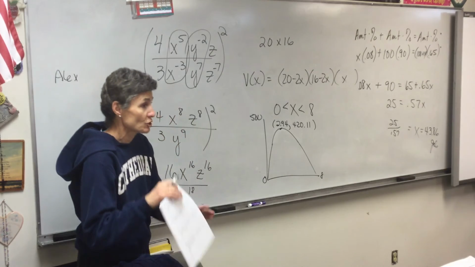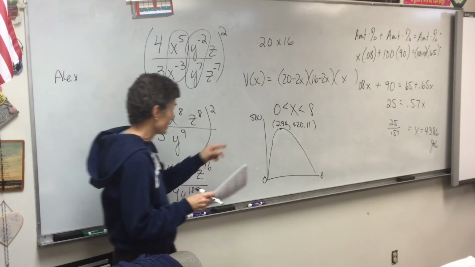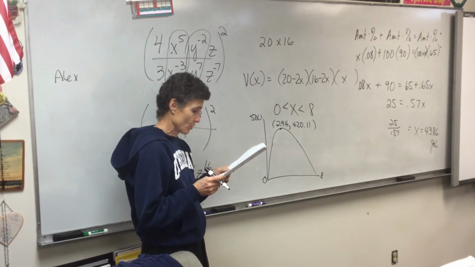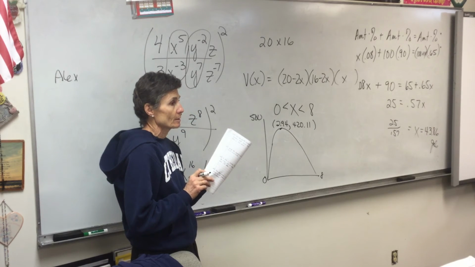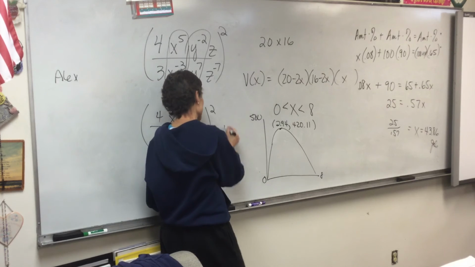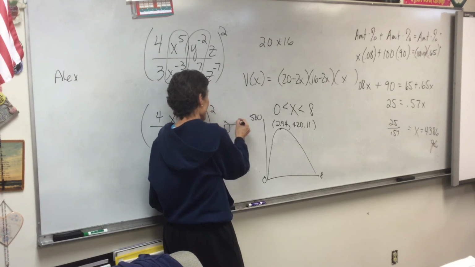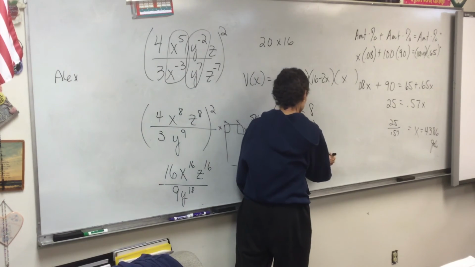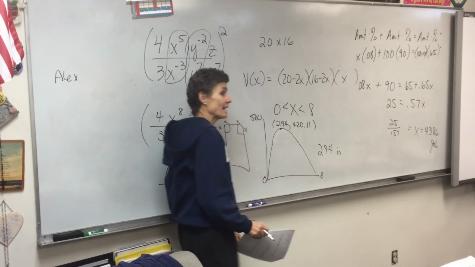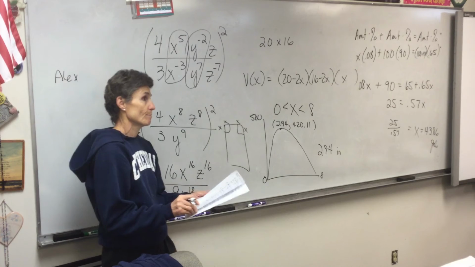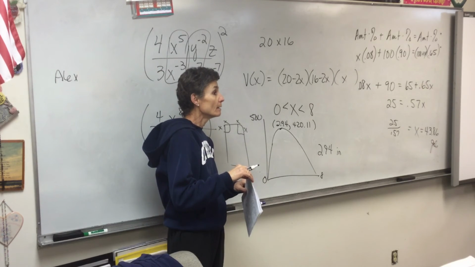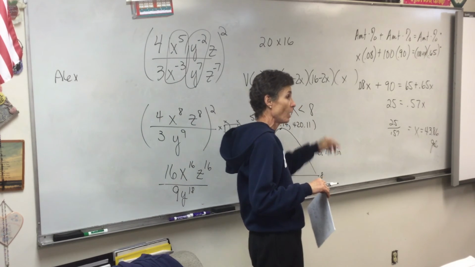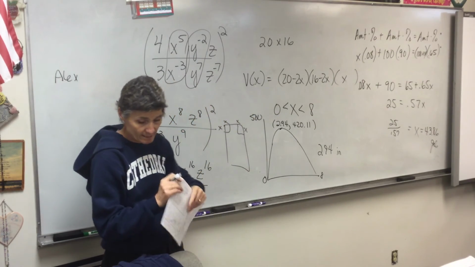Now, we need to answer the question. Which one is the answer to the question? It's either going to be 2.94 or 420. What size corners should we cut out? That's X. X is the corners. I didn't draw the picture because I've drawn it so many times. But X is the corners. So what size are the corners we should cut out? 2.94 inches. That is the size of the corners. 420 is the volume. Y is the volume. So if it said what is the maximum volume, then you're going to choose your Y number. X is the corners, Y is the volume.